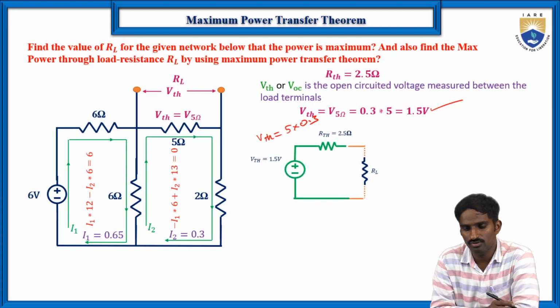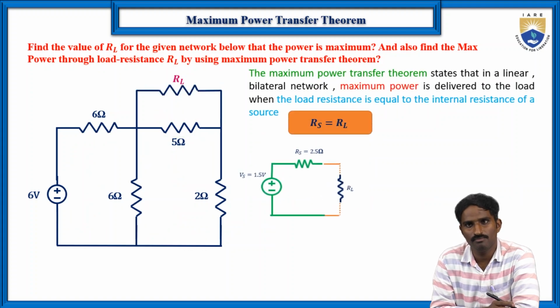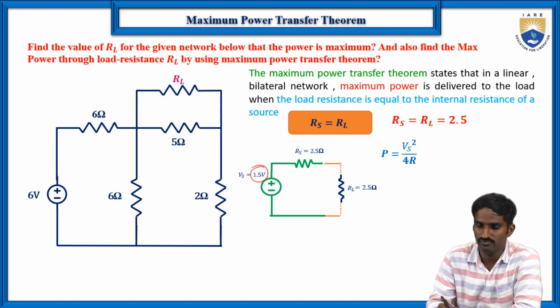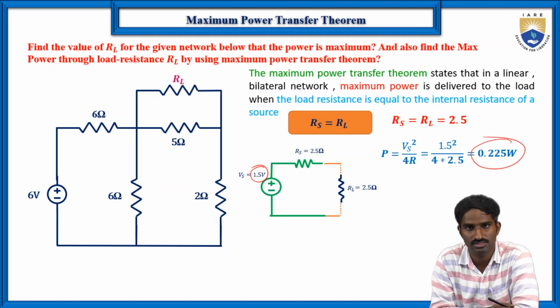Then we just substitute these V Thevenin's and R Thevenin's values in the Thevenin's equivalent circuit and find the maximum power flowing through this circuit, which is P equal to Vs square by 4R. We know Vs is 1.5, and of course Rs is equal to RL, which is equal to R. So with 2.5, the maximum power flowing through that particular resistor is 0.225 watts.